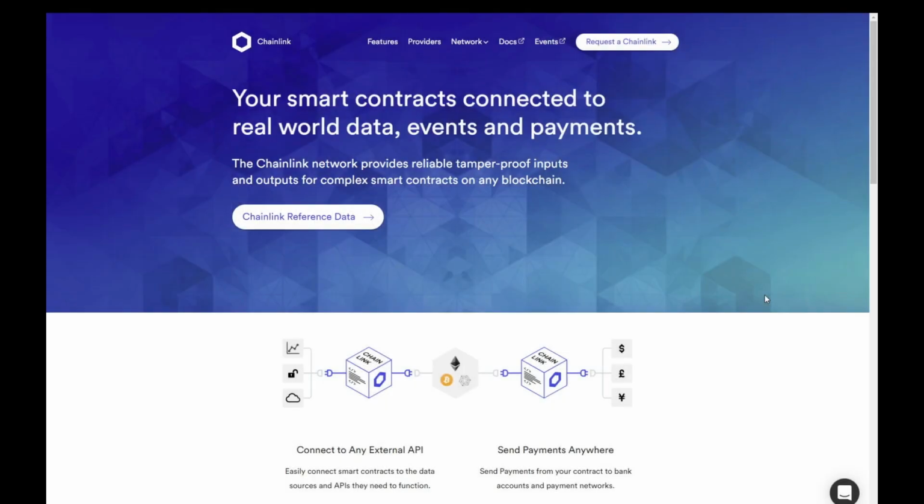To start with, let's take a look at the front page of the website, and then let's give a little explanation of what Chainlink actually is. On the front page here we have: your smart contracts connected to real world data, events and payments. The Chainlink network provides reliable tamper-proof inputs and outputs for complex smart contracts on any blockchain.